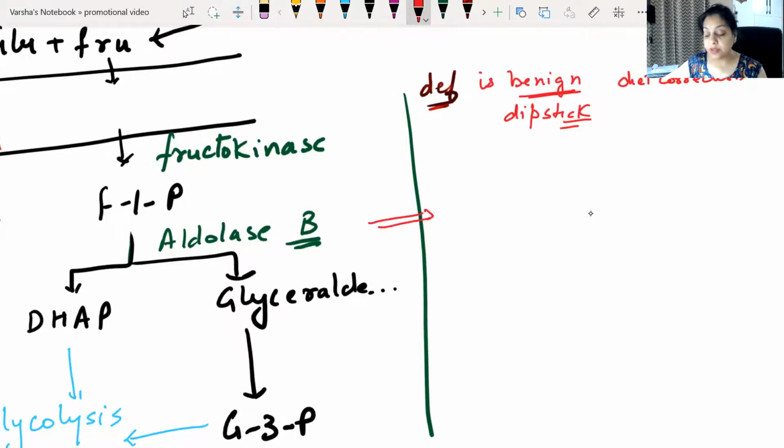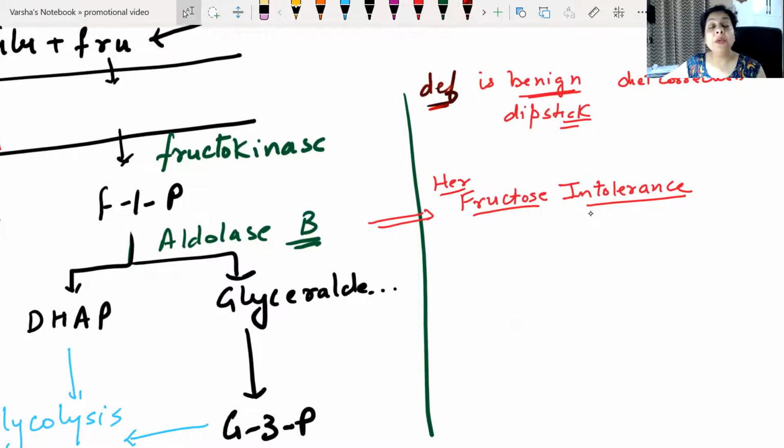Important is aldolase B. If this is deficient, then patients suffer from fructose intolerance, hereditary fructose intolerance. Like the lactose intolerance, this is fructose intolerance. Sometimes you may see it with the name hereditary fructose intolerance. I remember it with the name FBI, right? F is for fructose, I is for intolerance, and B is for aldolase B. That is how I remember that in fructose intolerance, aldolase B is the one that is going to be deficient, right?